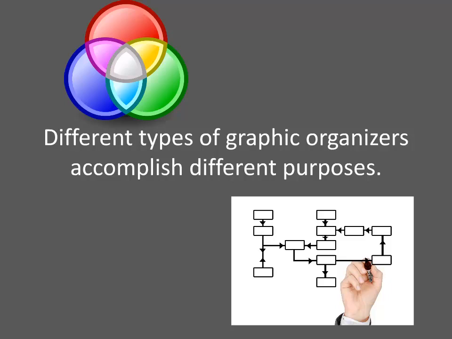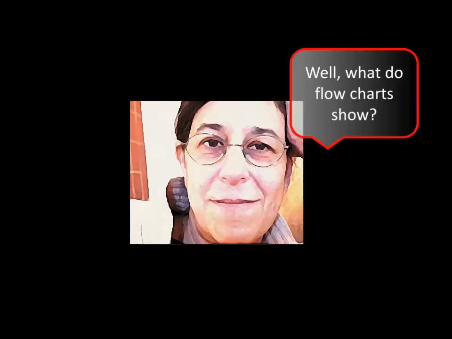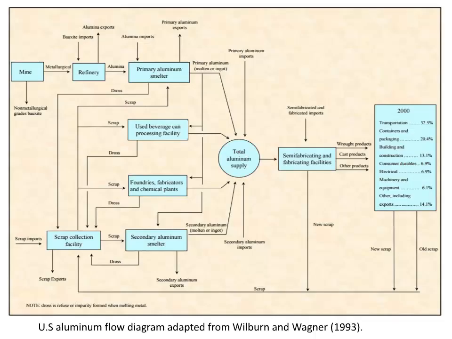It's exciting to see how different types of graphic organizers accomplish different purposes. One type I especially like is the flowchart, but some of those can get very complicated. Well, what do flowcharts show? Flowcharts typically show the steps in a process. Sometimes they can show what happens if someone takes a particular action in a process rather than another action. But mostly the students I work with prefer the simpler ones.